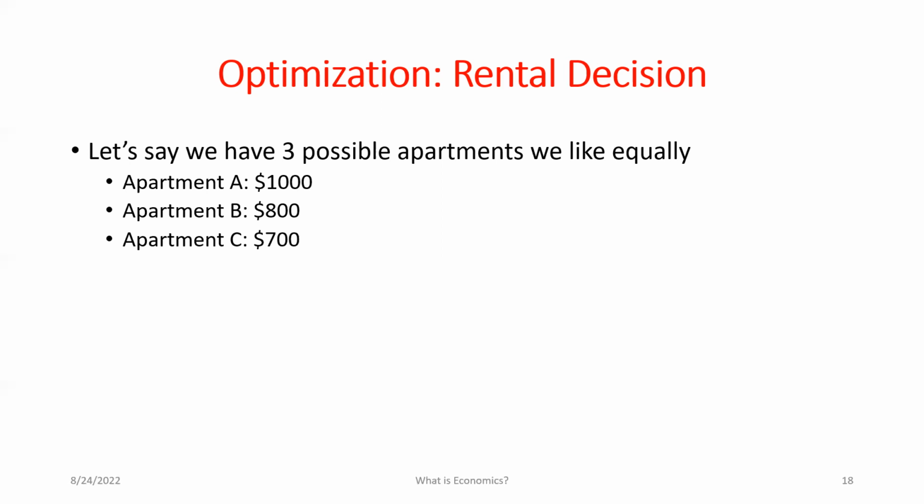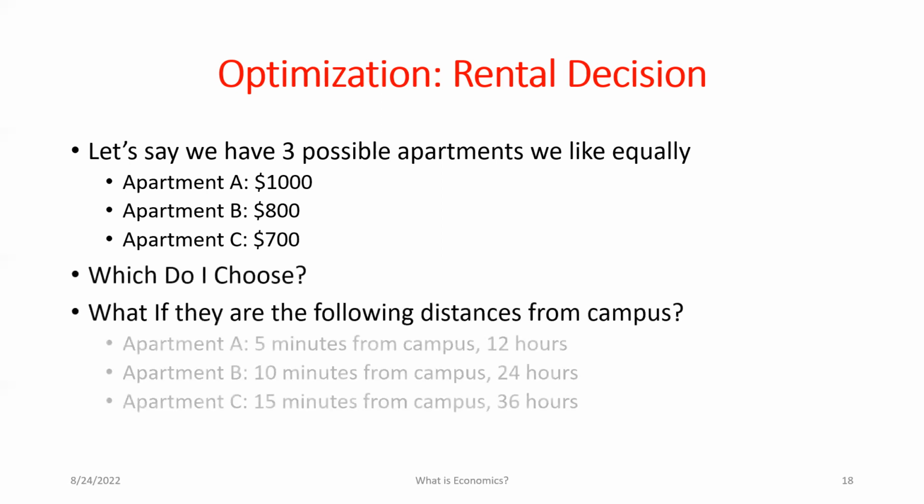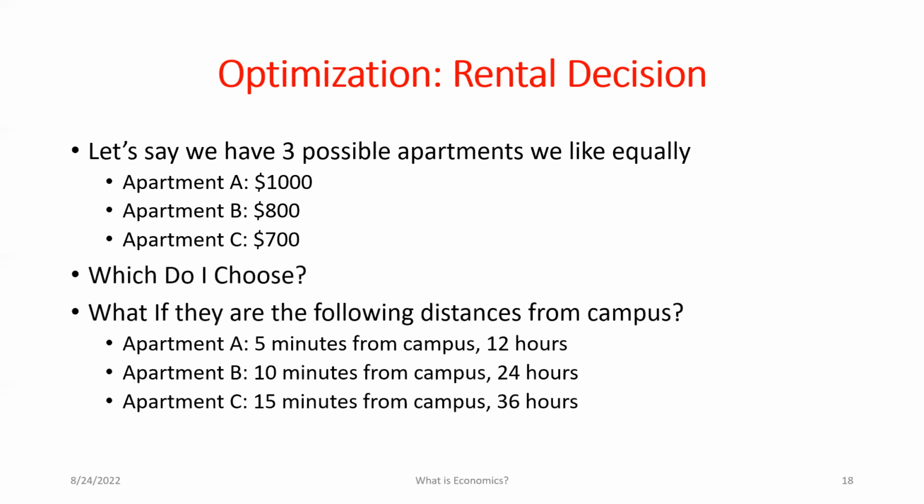But what if each one of these apartments is a different distance from campus? So, let's say 5, 10, 15 minutes away. I calculated this at one point, how many times you'd have to walk to campus, and came up with, over a year, that's going to add 12 hours of walking from apartment A, 24 hours from apartment B, and 36 hours from apartment C, or walking or travel time, however you want to think about this.